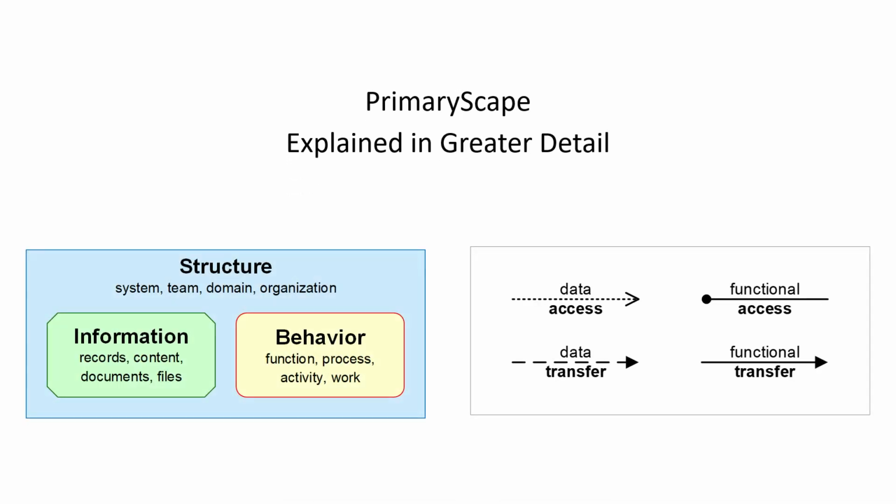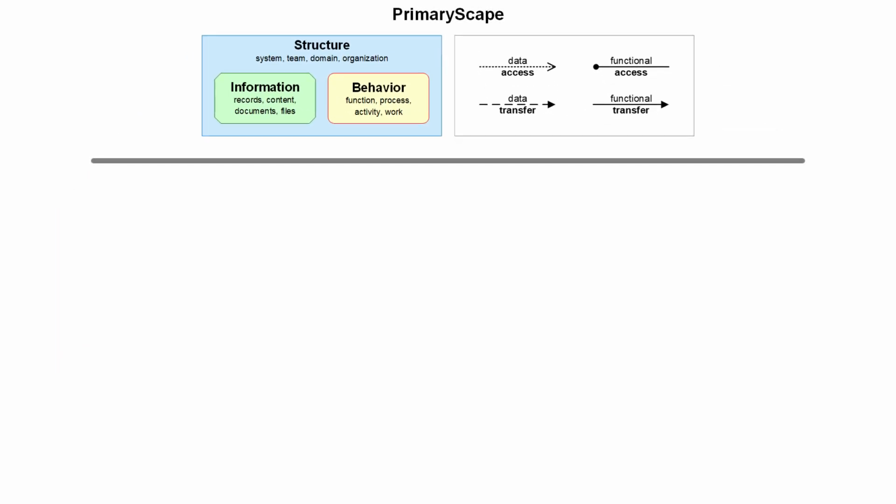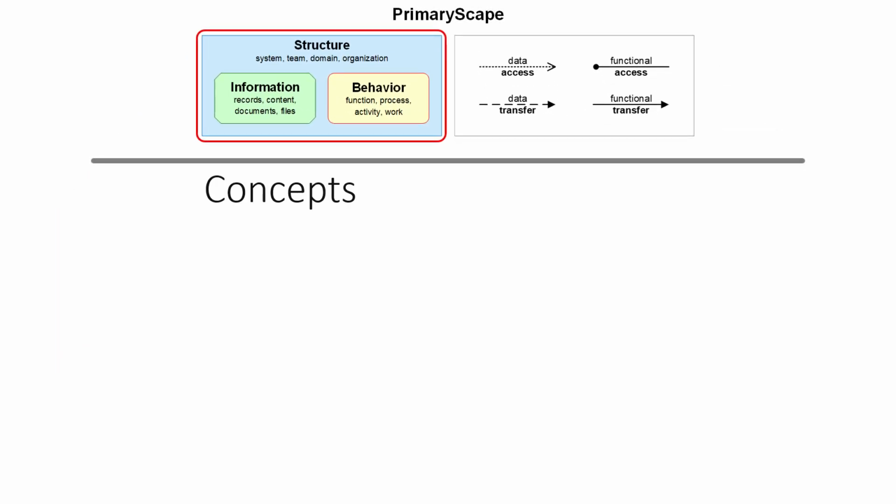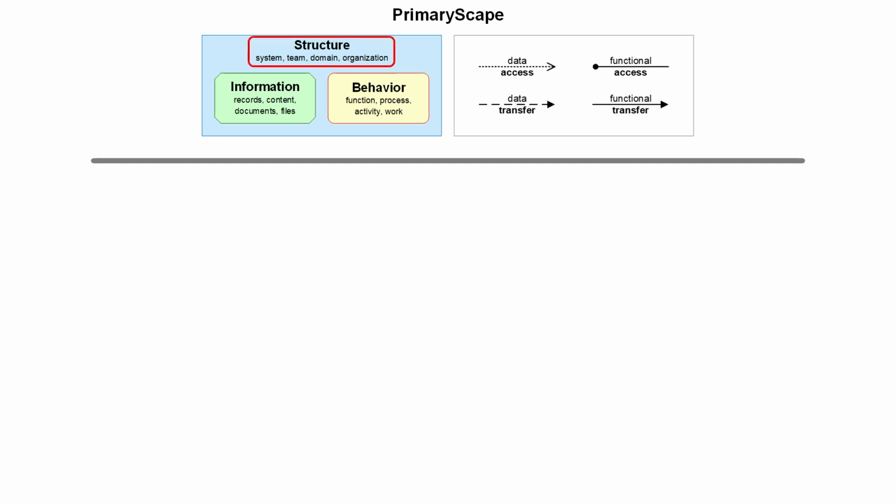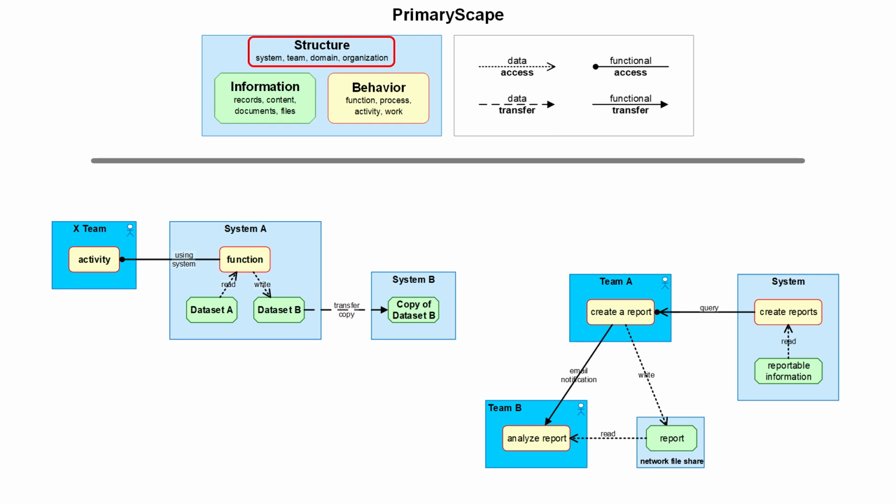Let's explain the notation in a little more detail. Let's start with the concepts. Structures are blue. Blue shapes will show where all the structural parts can be found in a diagram. Blue shows you all the things that exist and all the things that can perform actions or store information.